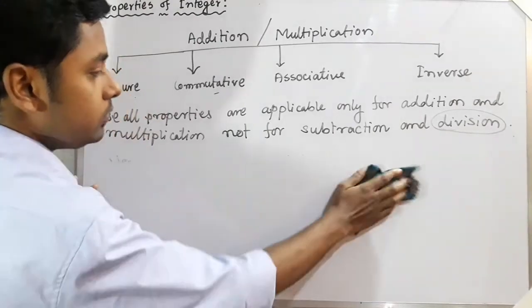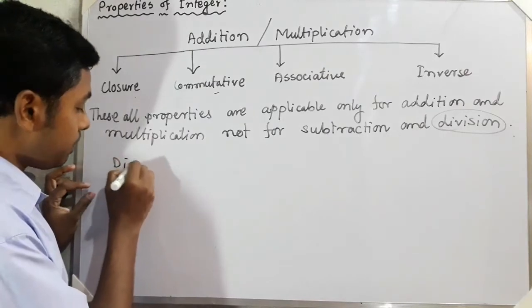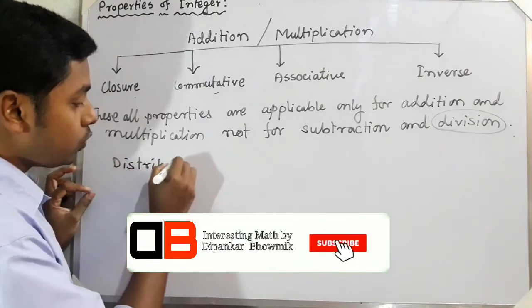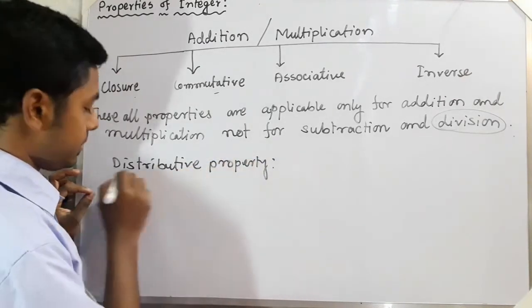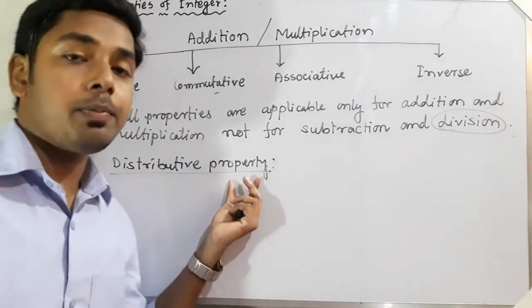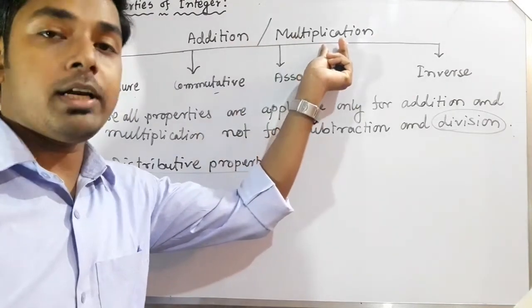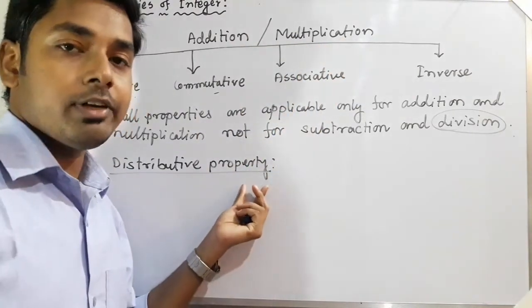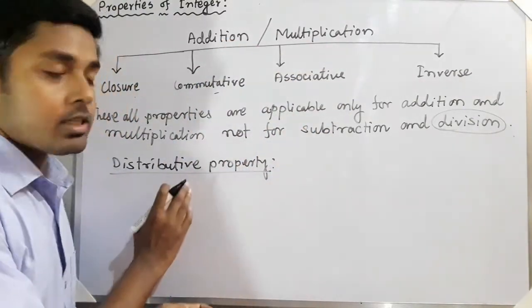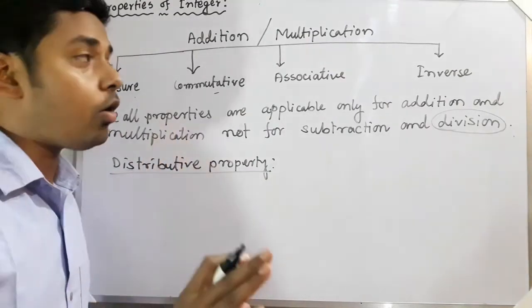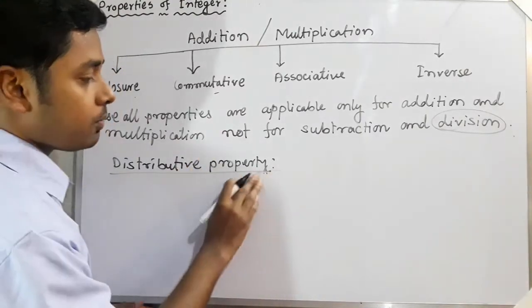Now we will have the last property. What is it? Distributive property. It is the last property. This distributive property is not only for addition and not only for multiplication. This distributive property is related with addition and multiplication both. It is not only for addition and multiplication individually. And what is this property?